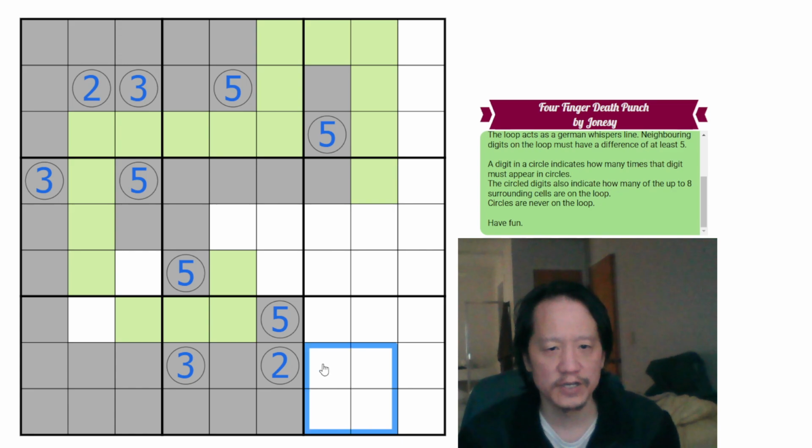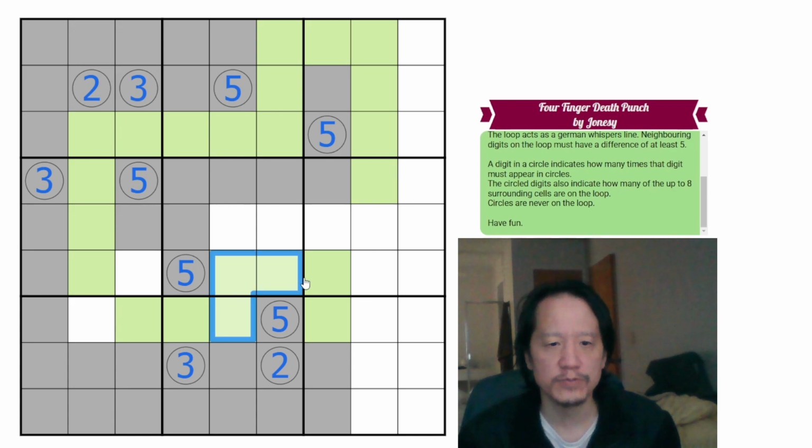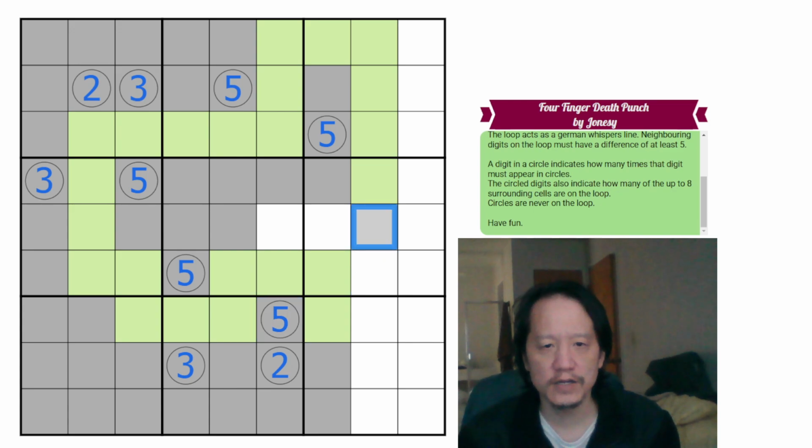It can't just enter in and then not exit out. It can't enter in here and then exit out. So therefore, this must be on the loop, which means none of these two are on the loop. Which means we know that these have to be on the loop to make this a 5. Therefore, this cannot be on the loop. Therefore, this is on the loop, which means this can't be on the loop. This cannot touch, so it cannot go this way. So it has to go this way.